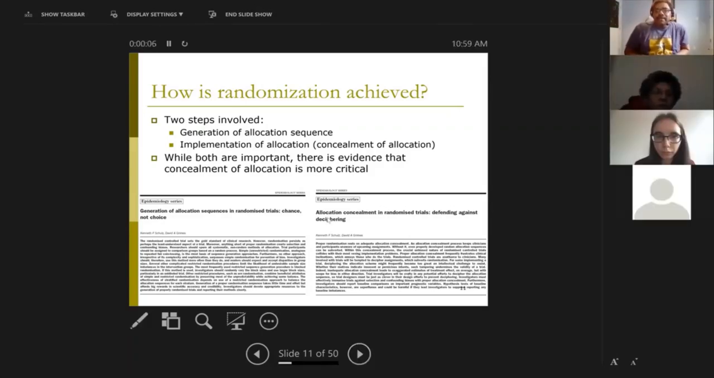How exactly is randomization achieved? So there are basically two steps involved in any randomized control trial. One is generation of the allocation sequence, and secondly, implementation of that allocation sequence. The second issue of how you conceal allocation is absolutely fundamental to the integrity of a trial. Textbooks have been written about how to get that right and what happens if you don't get that right, okay?